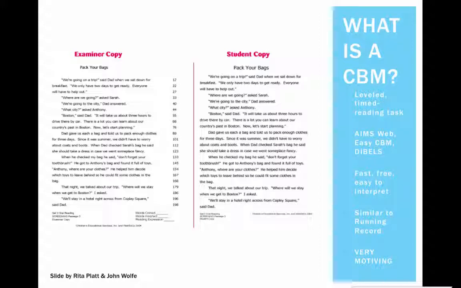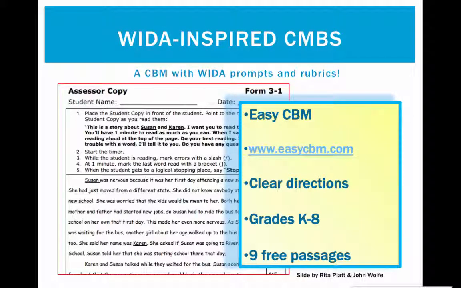There are some places you can find these online. EasyCBM was the resource we used, DIBELS, AIMSweb. There's tons of others. They're fast, they're free, they're easy to interpret, they're similar to a running record, and they're very motivating for students. As a Sullivan team, we took 3 CBMs from each grade level from easycbm.com for K-8. If your student is reading at grade level, this type of assessment is not as important, which is why we didn't go higher than 8th grade. And we connected all of them to the WIDA rubrics in a clear procedure.